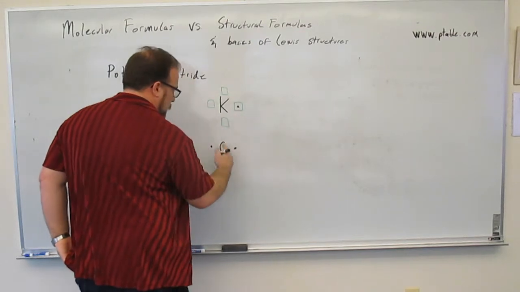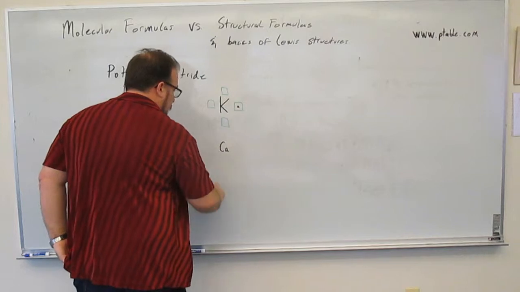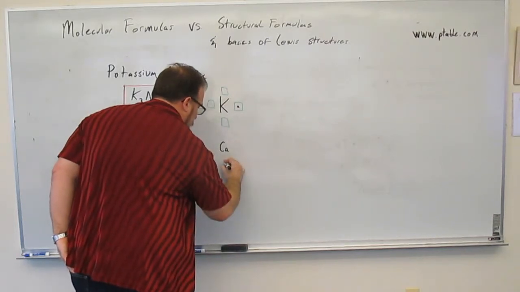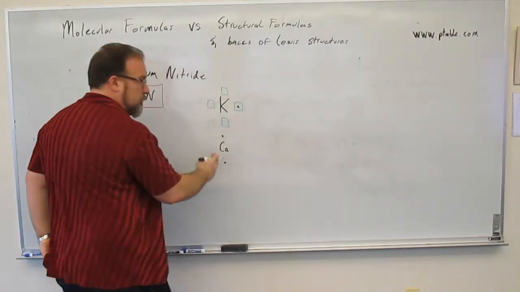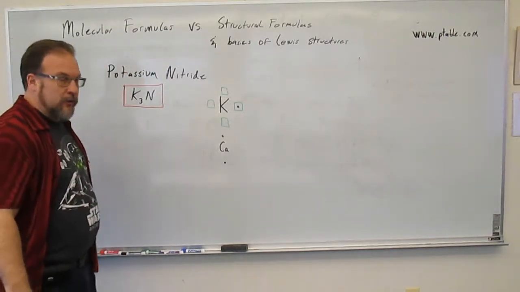So the calcium, one valid Lewis structure for calcium could be like this. Another valid structure for calcium could be like this. In other words, resist the urge to pair them up immediately. There's a reason why that's important.